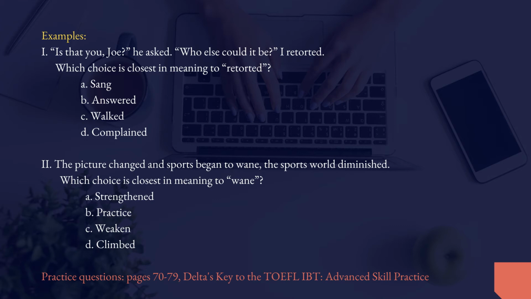Okay, your homework is from Delta's Key to the TOEFL iBT book, pages 70 to 79. Try to do at least 15-20 questions from this skill. The thing that I like about this book is that it gives you skill-based practices. Instead of giving you 10 skills and then giving you one passage, having questions from all the skills, it gives you one skill, gives you 30, 40 questions just for that skill. And then it gives you another skill, 30, 40 questions just for that skill. So it helps a lot to strengthen your skills in answering in each particular skill.